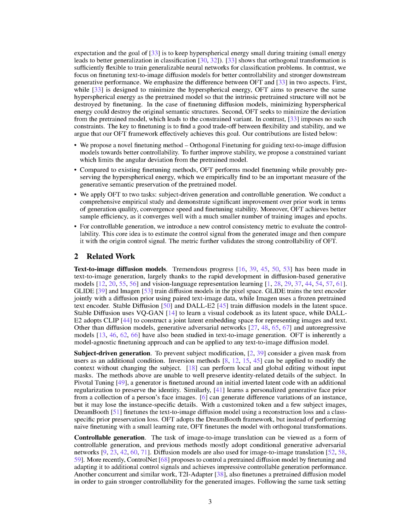The third category is controllable generation. The task of image-to-image translation can be seen as a type of controllable generation, and most earlier methods have predominantly used conditional generative adversarial networks. Diffusion models have also been used for this task. More recently, ControlNet has shown impressive controllable generation performance by adapting a pre-trained diffusion model to additional control signals through fine-tuning. Similarly, T2I-Adapter fine-tunes a pre-trained diffusion model to gain better controllability over the generated images.